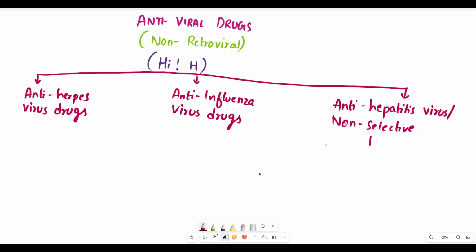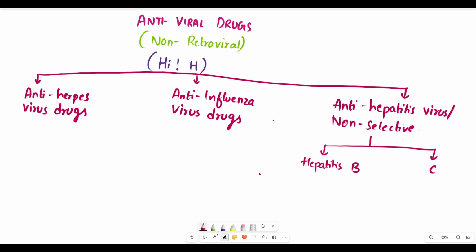So these are further divided into two classes. One is for hepatitis B and one is for hepatitis C. So in the antiviral drugs, especially in the non-retroviral class, remember it as HIH, where H means anti-herpes virus drugs, I means anti-influenza drugs, H means anti-hepatitis virus drugs, which also come under the non-selective class, which are further divided into hepatitis B and hepatitis C drugs.